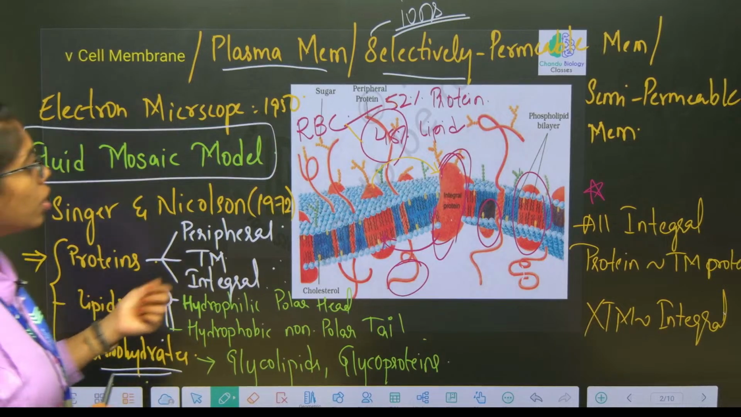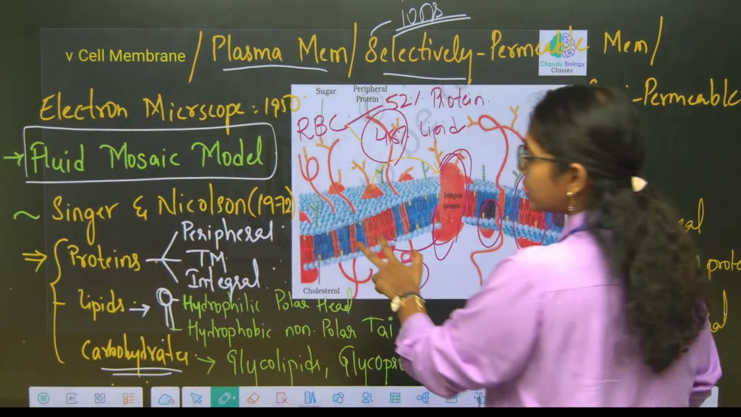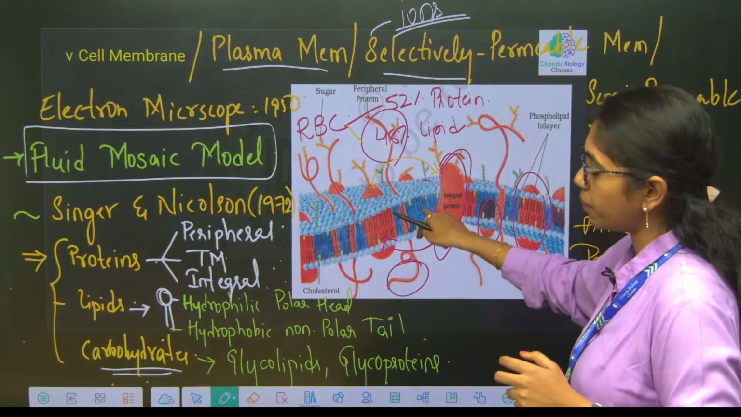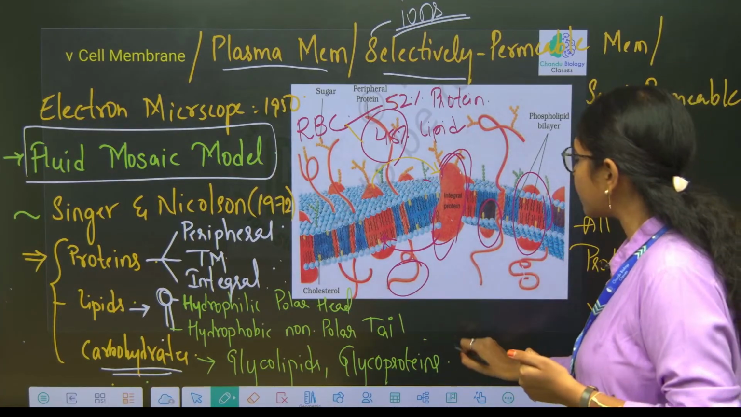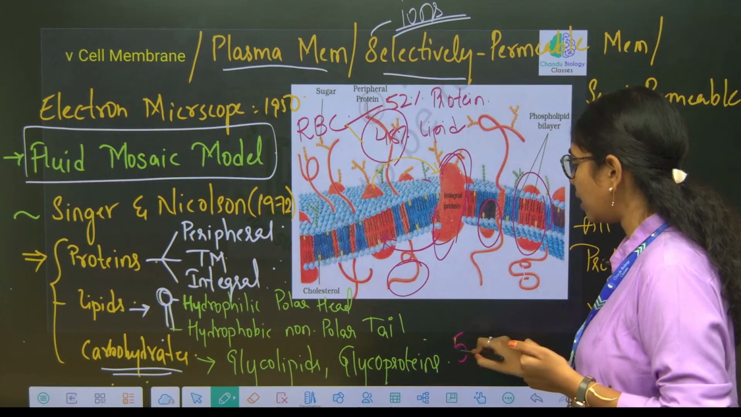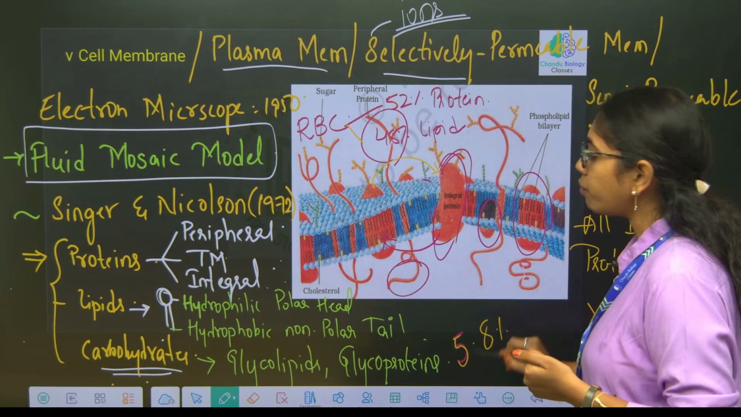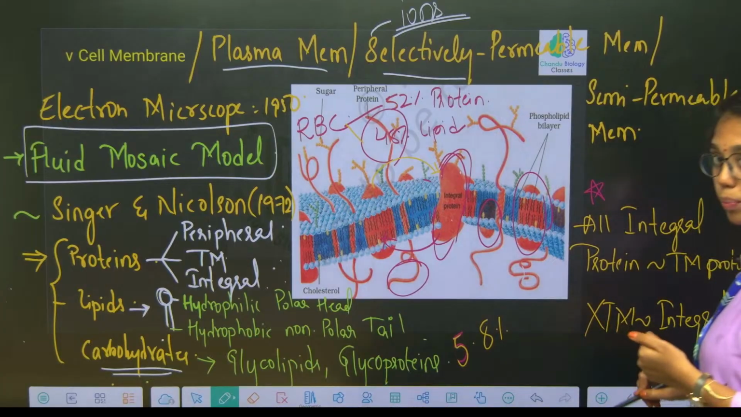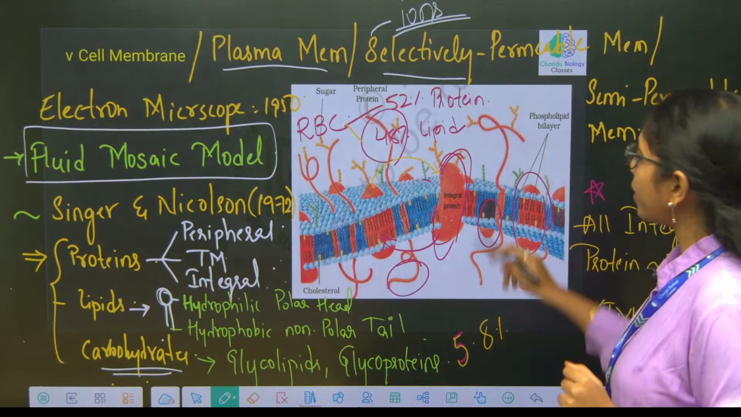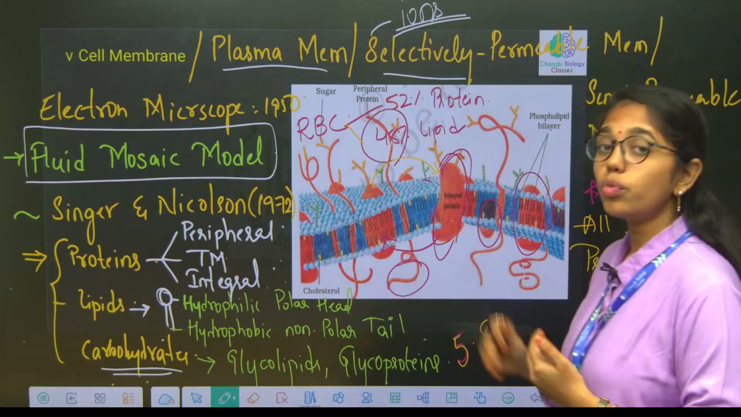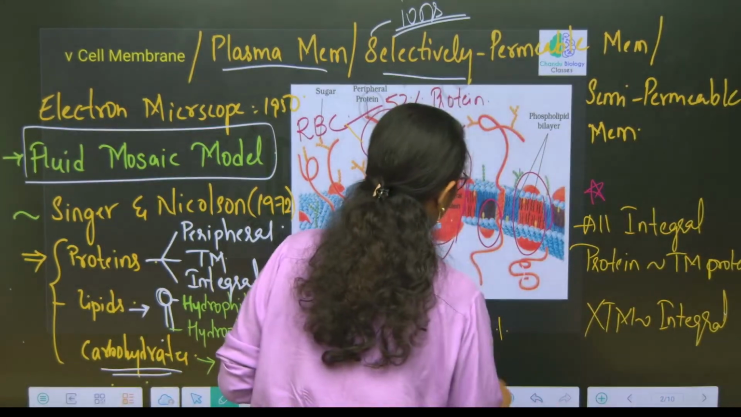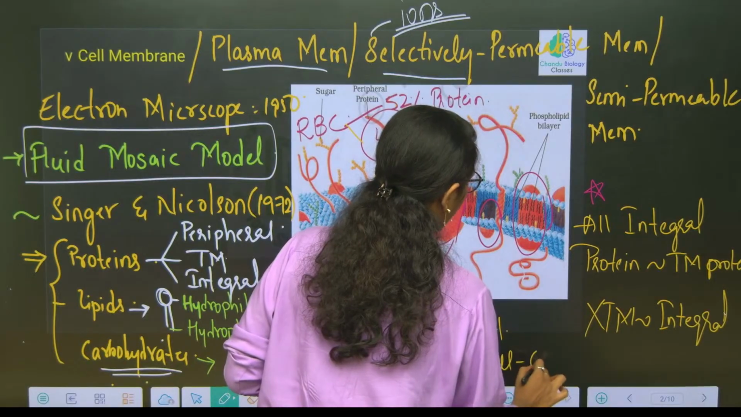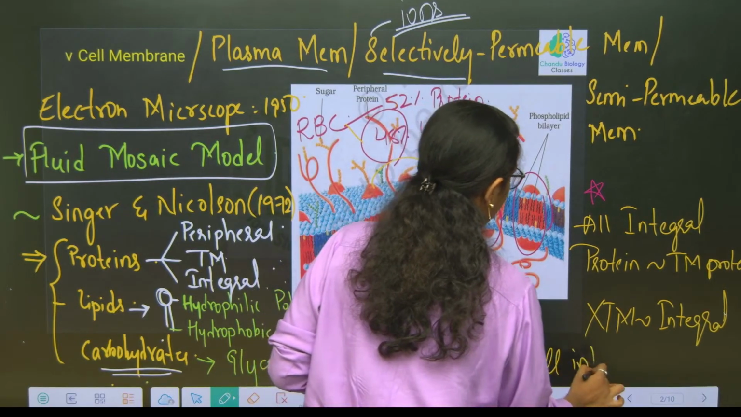Understood? So the quasi-fluid nature of the lipids will allow the lateral movement of proteins, and carbohydrates are just 5 to 8%. They exist in the form of glycolipids and glycoproteins, and these carbohydrates present in the cell membrane aid in the function of cell to cell interaction.